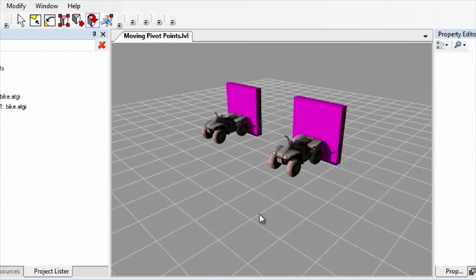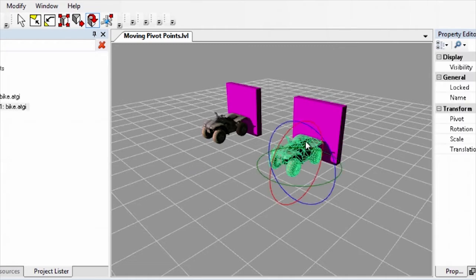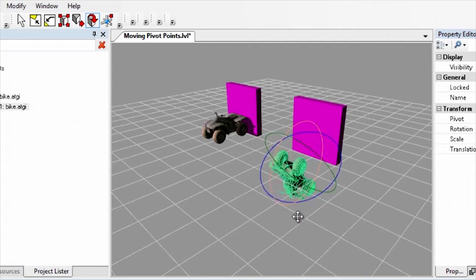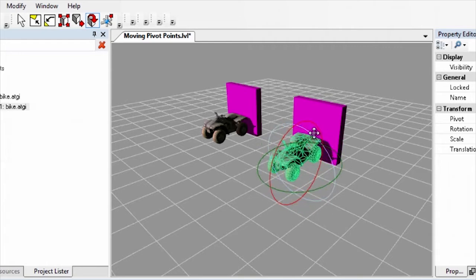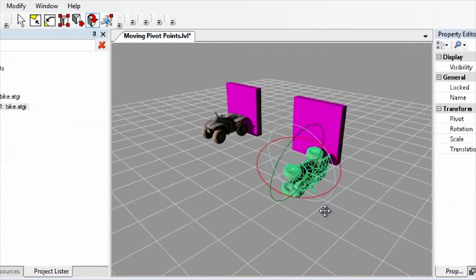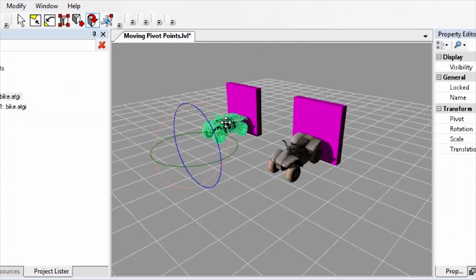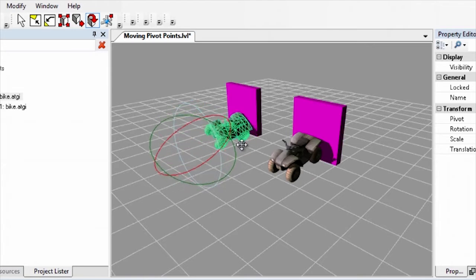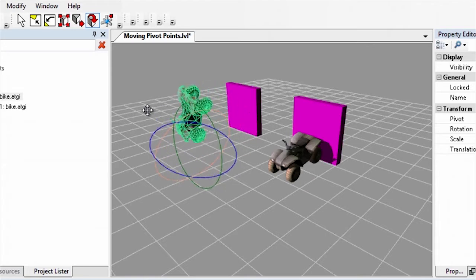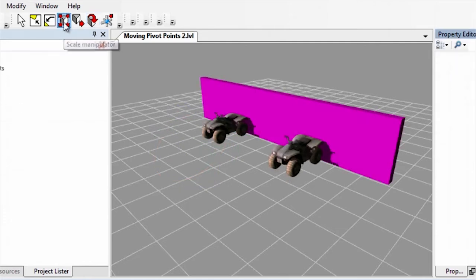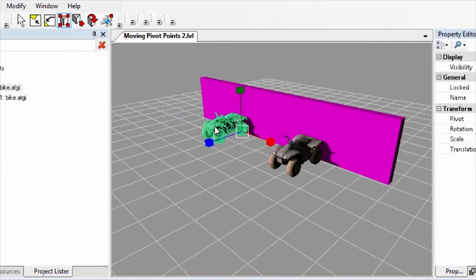Each of these two bikes has its own pivot point. The bike on the right has its pivot point at its origin, and if I rotate it, the bike rotates around its own center. But when I rotate the bike whose pivot point was moved, rotation occurs in space around the pivot point, and not at its origin.